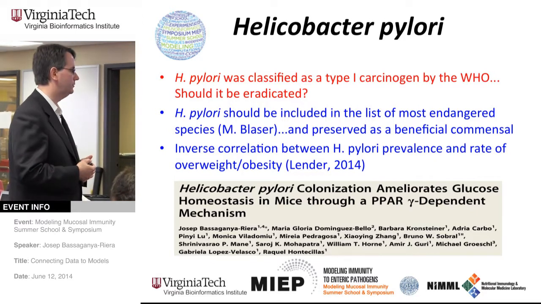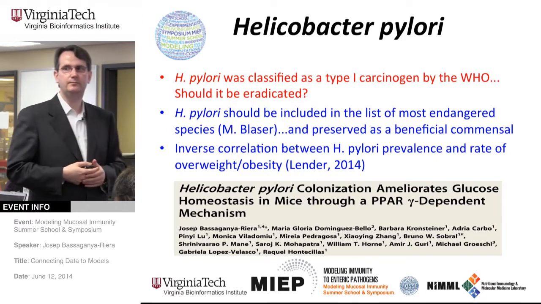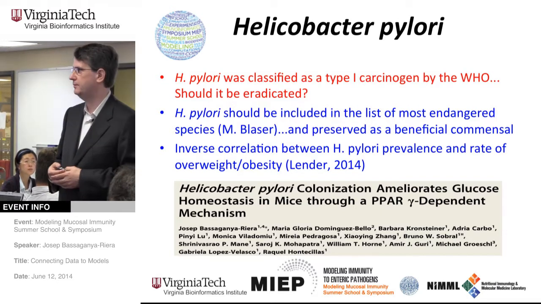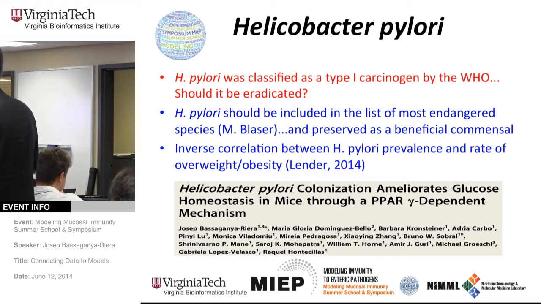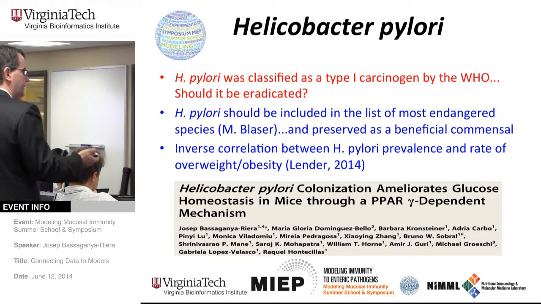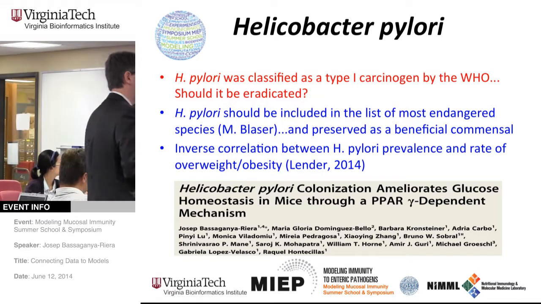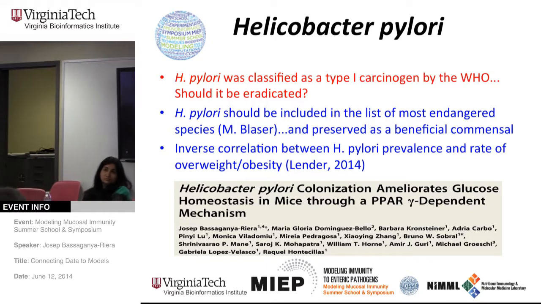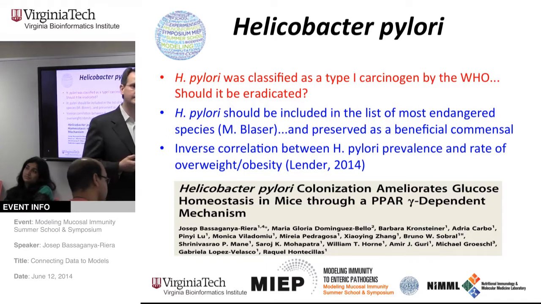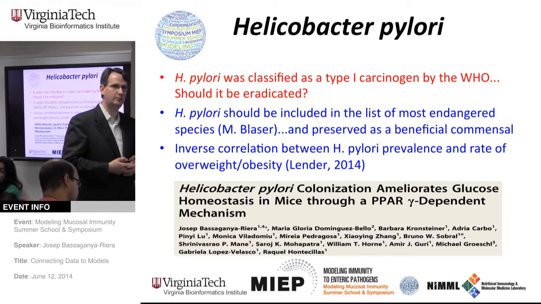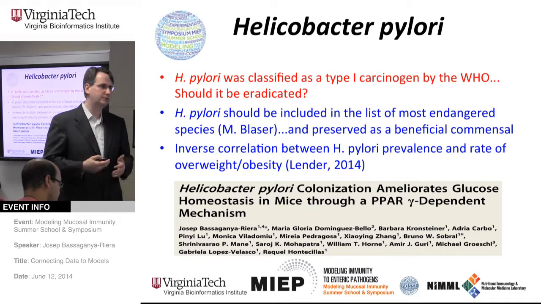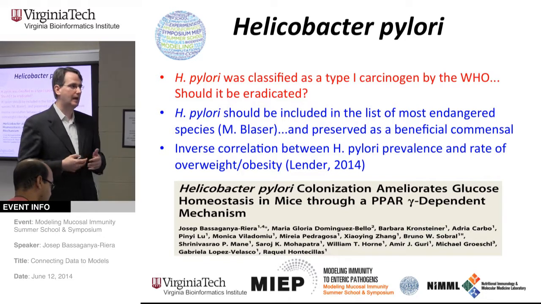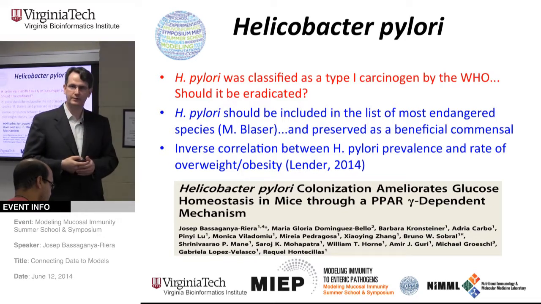And Adri alluded to a study that we conducted in mice showing that H. pylori colonization ameliorates glucose homeostasis through a PPAR gamma dependent mechanism. So H. pylori, particularly a type A negative strain of H. pylori, exerted beneficial effects. And so obviously H. pylori has some very detrimental effects linked to gastric cancer, lymphoma, and has some potential beneficial effects.